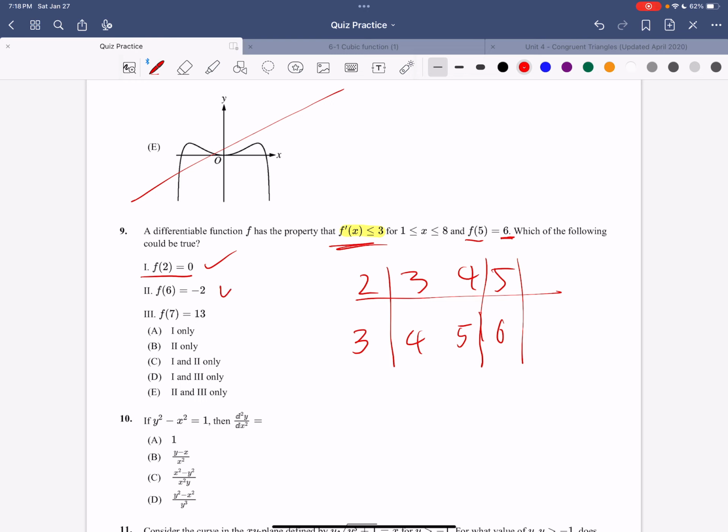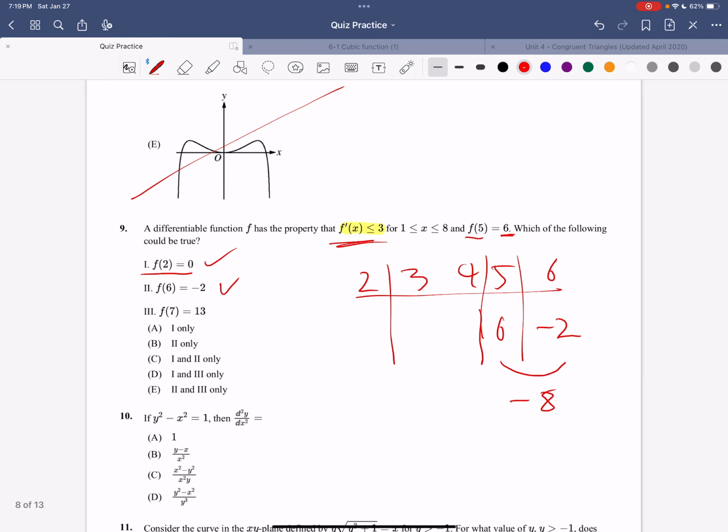Now let's see number 2. f of 6 is negative 2. Now look at this. From here to here, I don't know what this one is. From here to here, the change is negative 8, right? Now, can it be true? Look at this. Is it still less than 3? Yep. So this one can also be true.